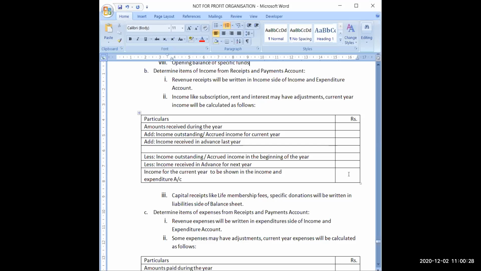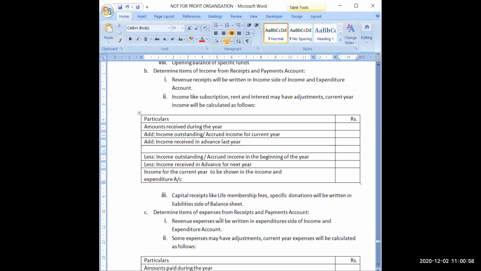So you will write that current year income in the income and expenditure account. And remember, like the profit and loss account, we will always write the current income of the current year in the income and expenditure account, whether we have received that income or not. That is not the matter, because the income and expenditure account is prepared on accrual basis, whereas this receipt and payment account is prepared on cash basis.